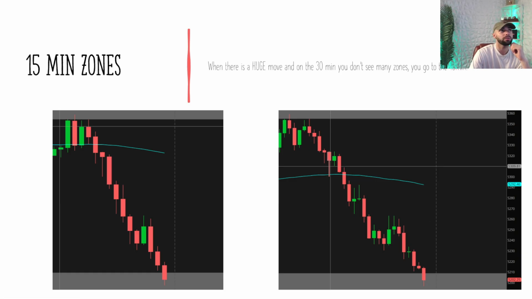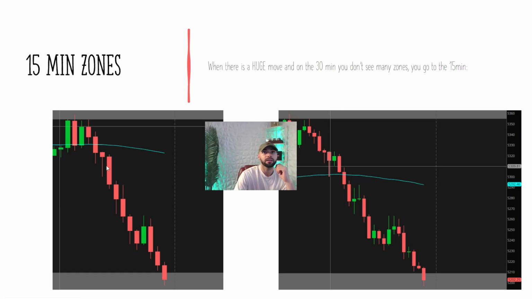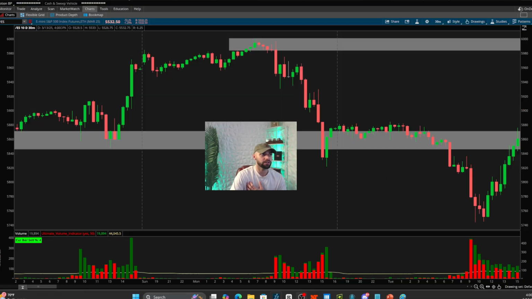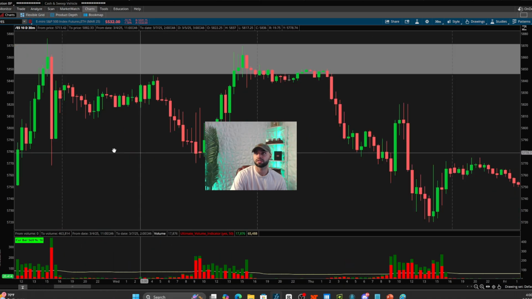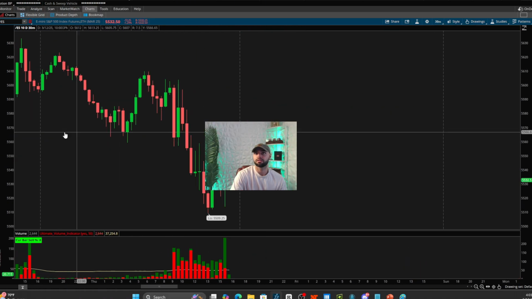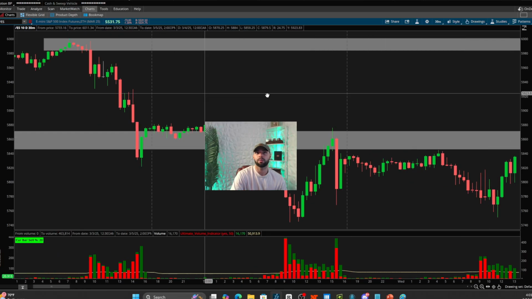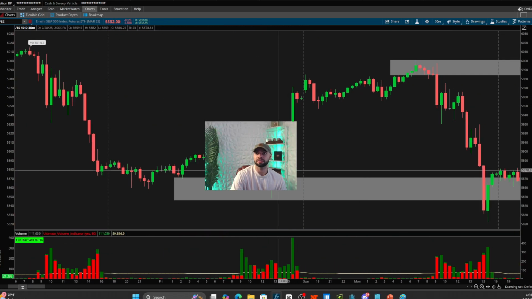So this is something I will use, for instance, if the move down is just huge and there's no zone or 30-minute in between, you want to see if there's anything in between. Let's say we're on the 30-minute here and we just see a massive move up, massive move down without any zones in between, because we're going long here. We want to see what's the next thing coming up.